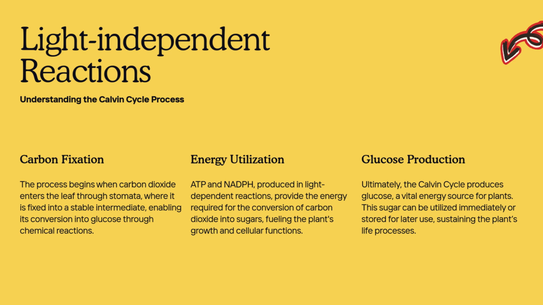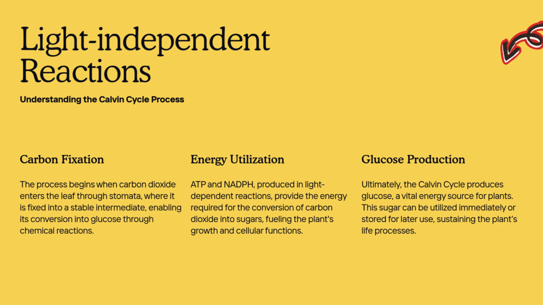Step 3: energy from ATP and NADPH is used. The energy molecules ATP and NADPH, which were made during the light-dependent reactions, are now used. They provide energy and electrons to convert the 3-PGA molecules into another molecule called G3P, glyceraldehyde 3-phosphate.